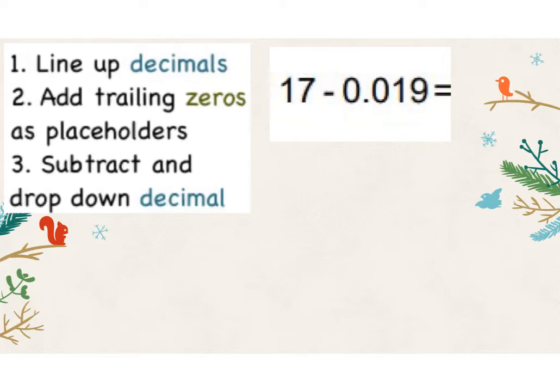Okay, let's line up our decimals. So again, 17 as a whole number. So 17 decimal. And then I have this next number, 0 ones, 0 tenths, 1 hundredths, and 9 thousandths. Subtract. I need some trailing zeros here. So fill in your zeros and solve.